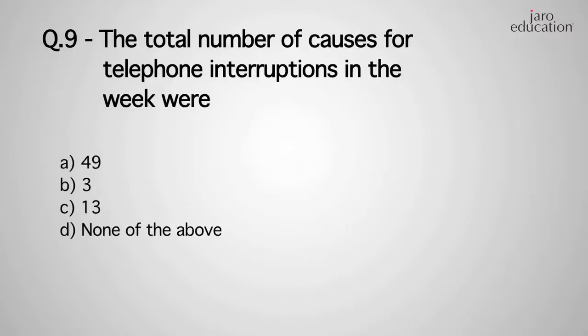What was the total number of causes for telephone interruptions in the week? Were there 49 causes, 3 causes, 13 causes, or none of the above? Well, as you can see, there were 3 causes: the wrong number, information request, and boss. So the answer is B, 3.